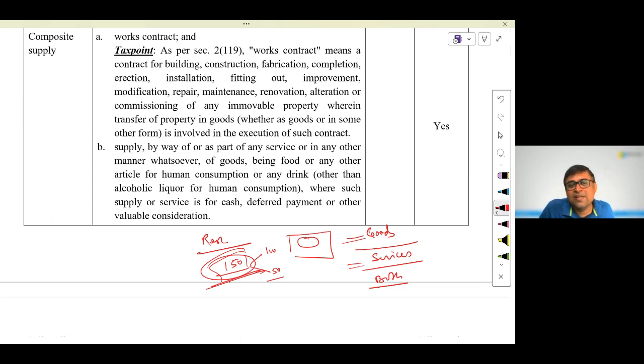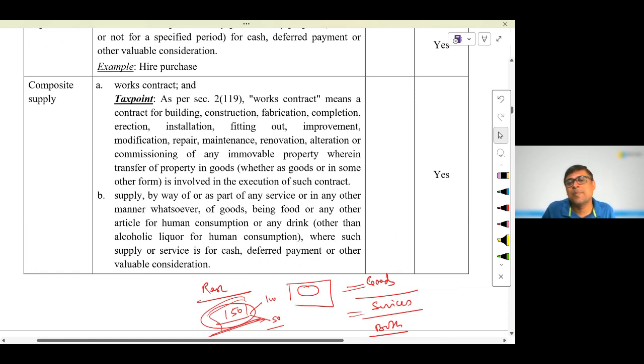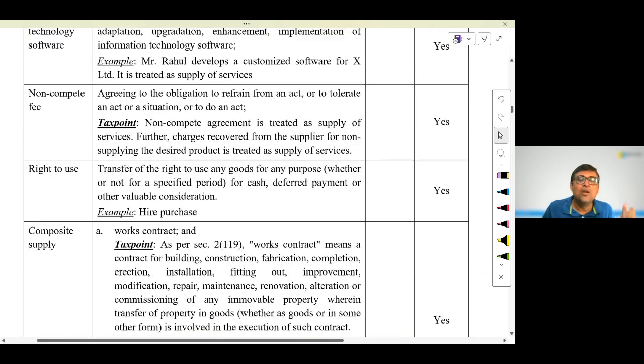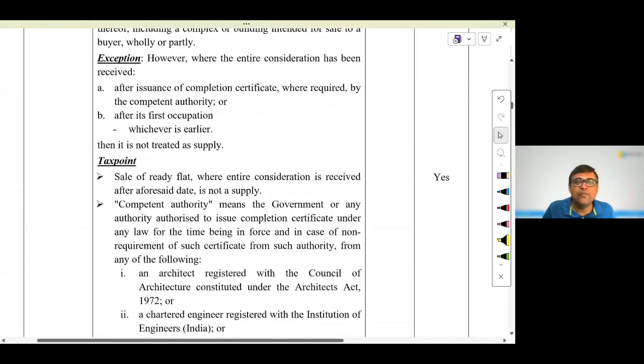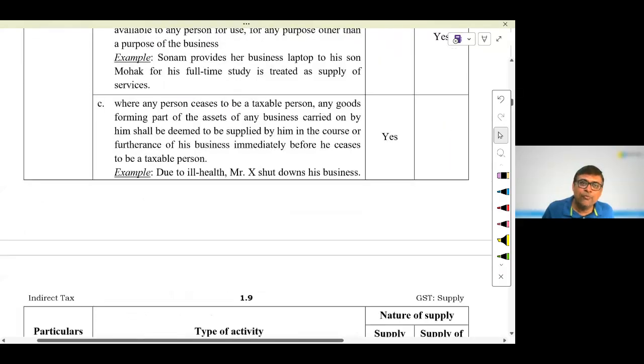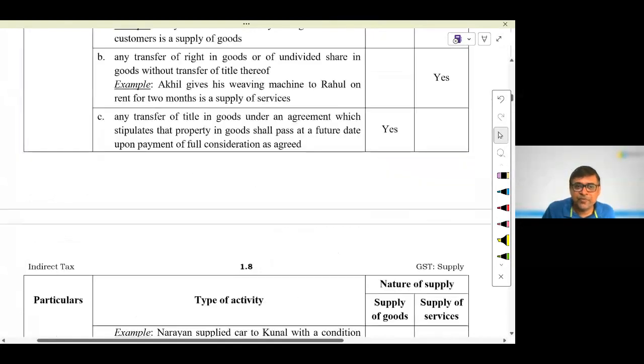To nullify and clarify all these things, the government took the bold decision and provided in this schedule that this particular supply is treated as a supply of services. It is not treated as a supply of goods. It is for clarification. They mentioned that works contract shall be treated as a supply of services, not as a supply of goods. Similarly, a few more are listed in Schedule 2. You are supposed to go through it.